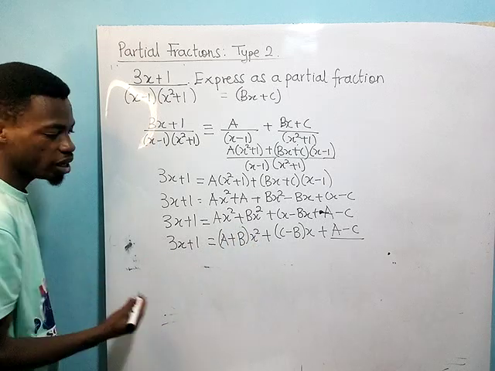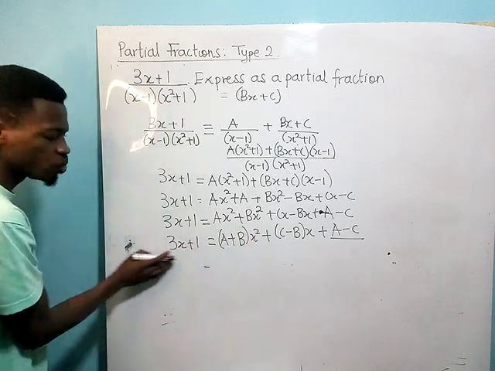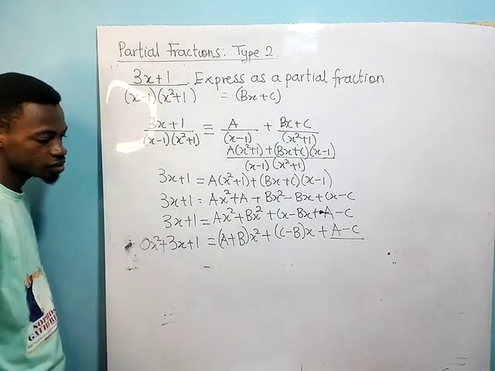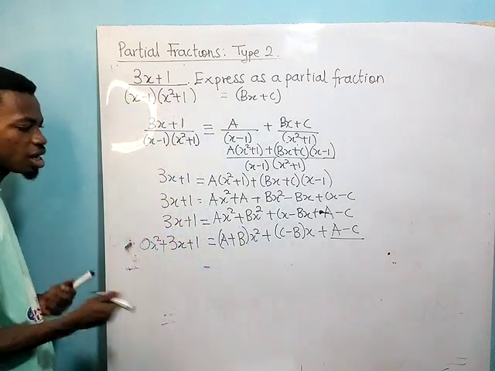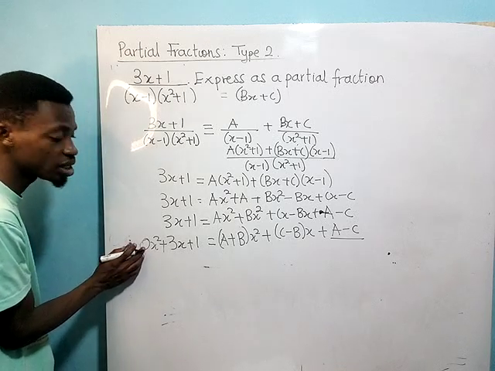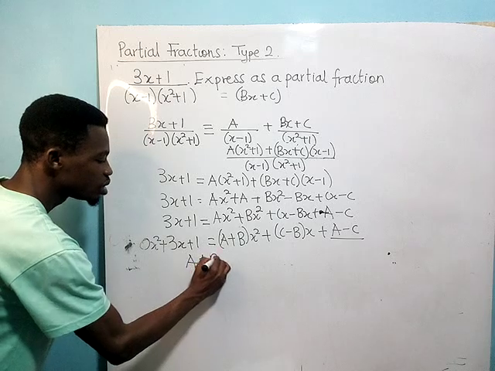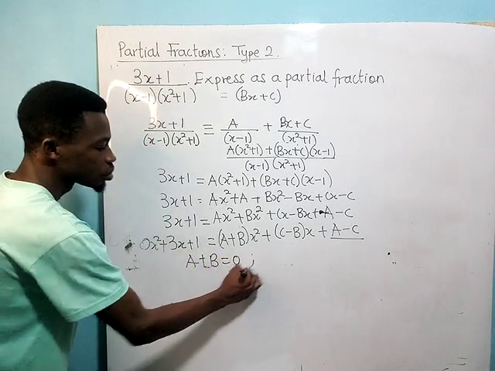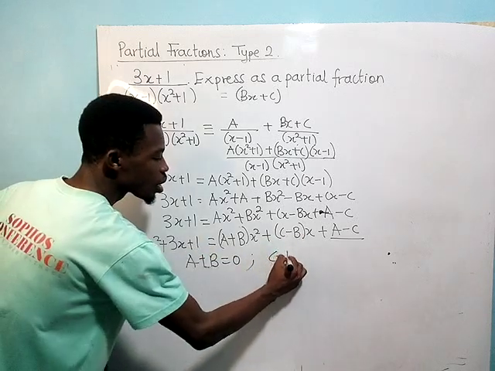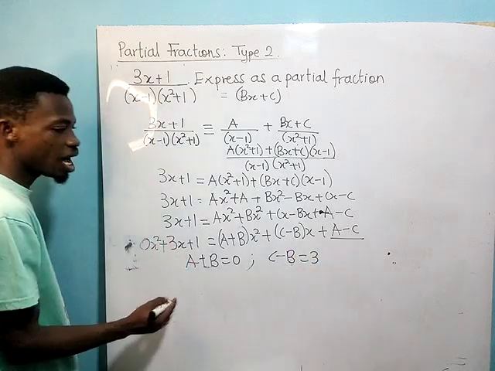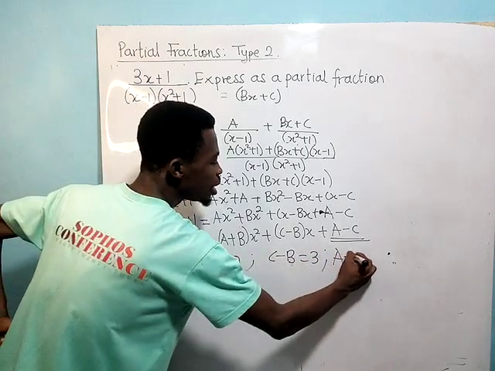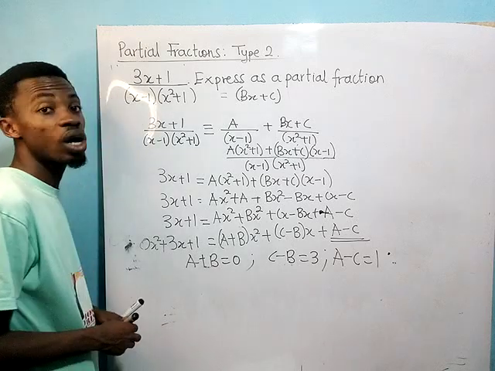Now we want to compare. When we check for x² here, we do not have any, so we can put 0x². As we compare, we can say that A + b is equal to the coefficient of x², which is 0. Then we also have c − b being equal to 3. And we have A − c being equal to the constant, which is 1.